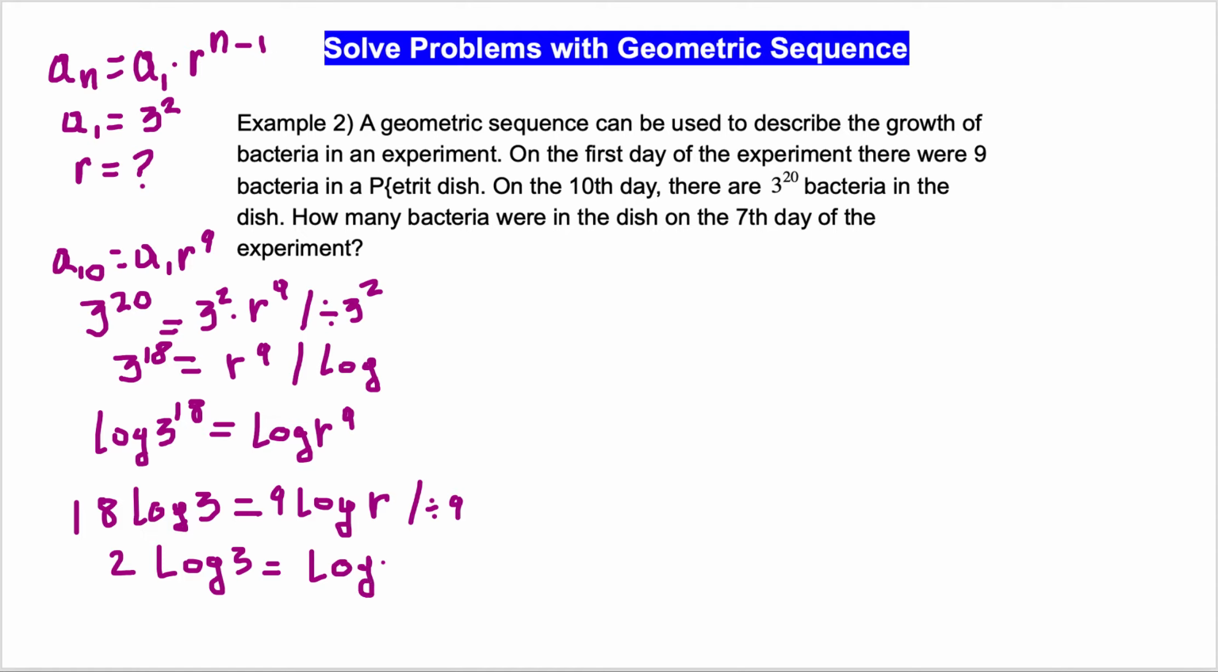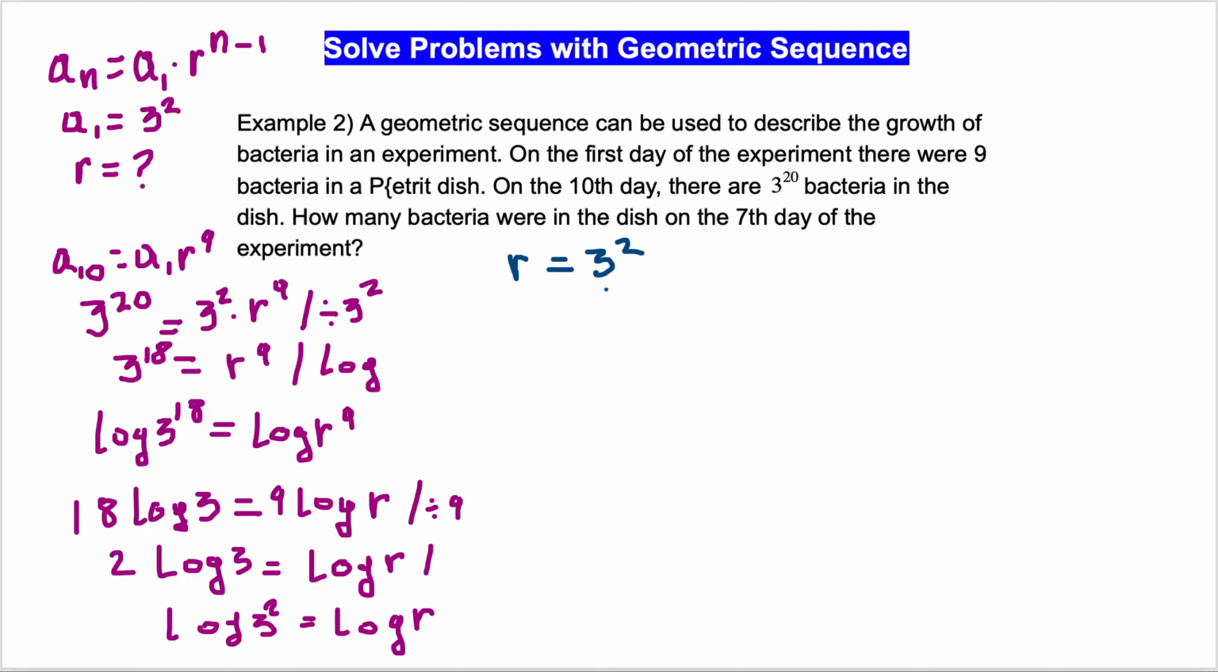Again I am using the power property: this 2 I can put back as the exponent of 3, and we have the log of 3 squared equal to the common log of R. Now we are using the equality property of the logs, and 3 squared is equal to R. So R is equal to 3 squared. We already got to R.